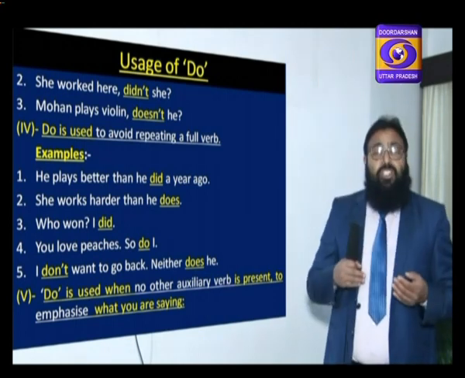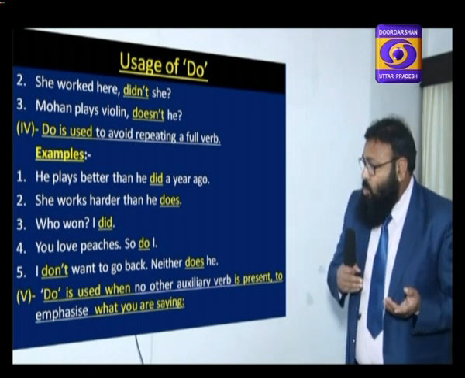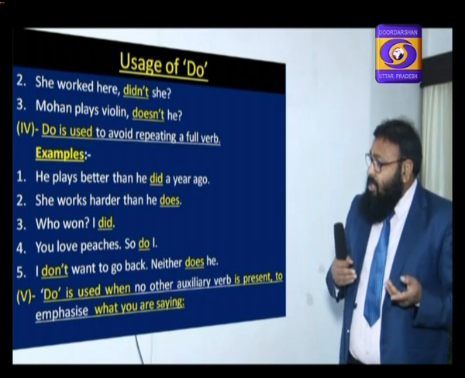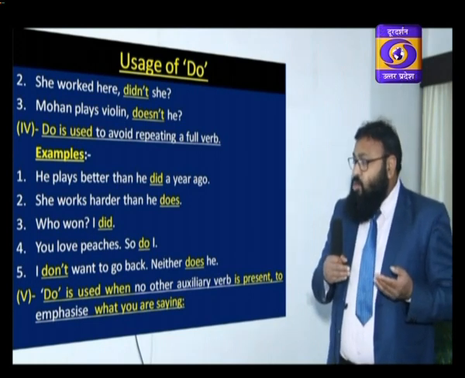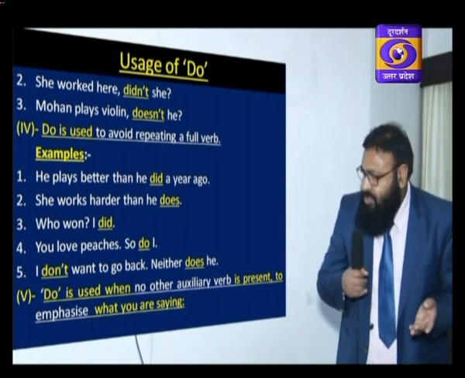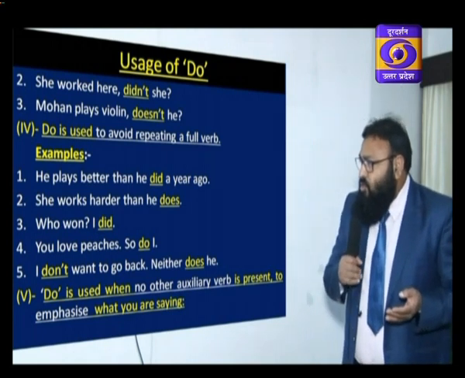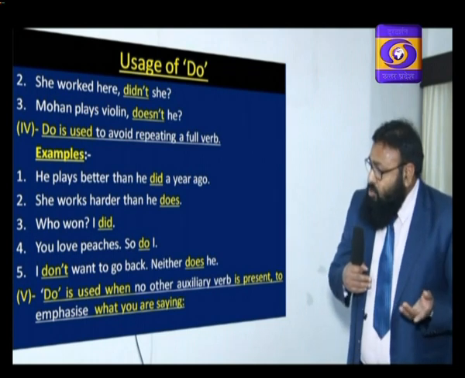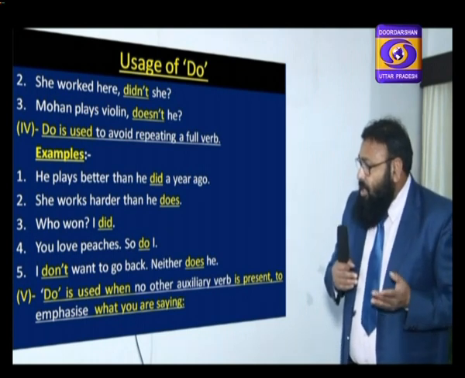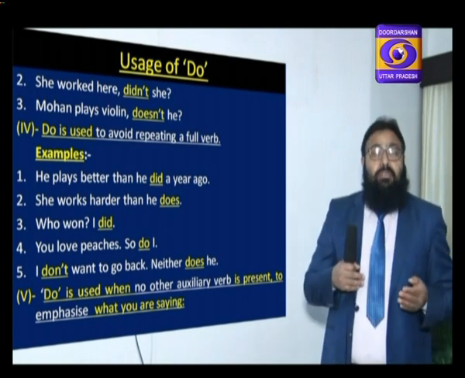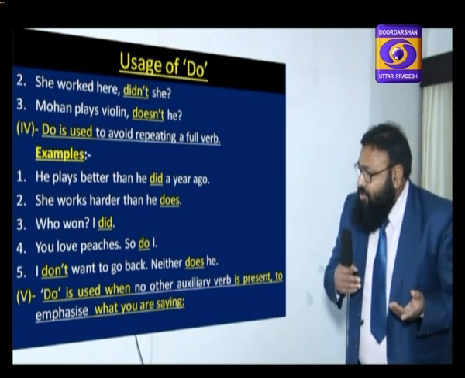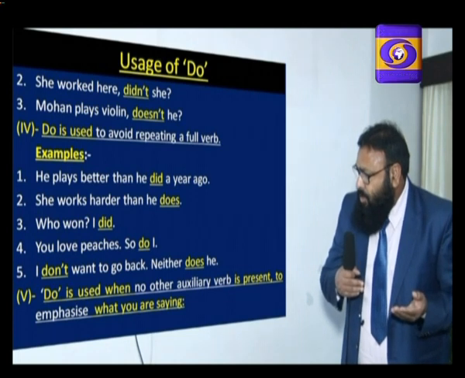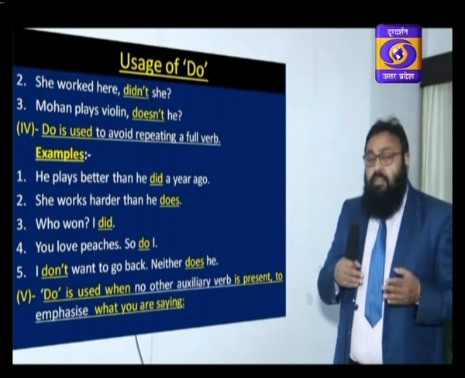I also love peaches, it means. So love I. But instead of saying "so love I," we say "so do I." Your emphasis is added. I don't want to go back, neither does he. I don't want to go back, so neither he wants. So instead of saying wants, we don't want to repeat the sentence, the verb. We say neither does he.